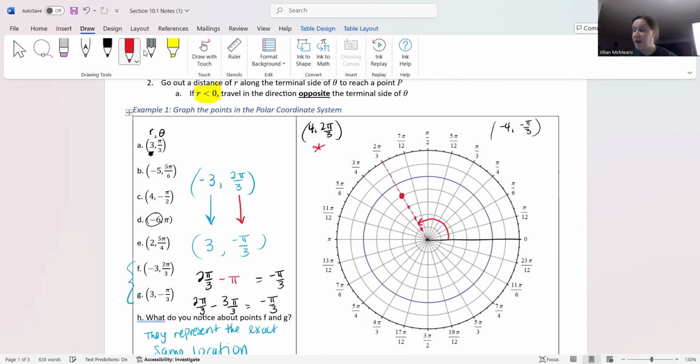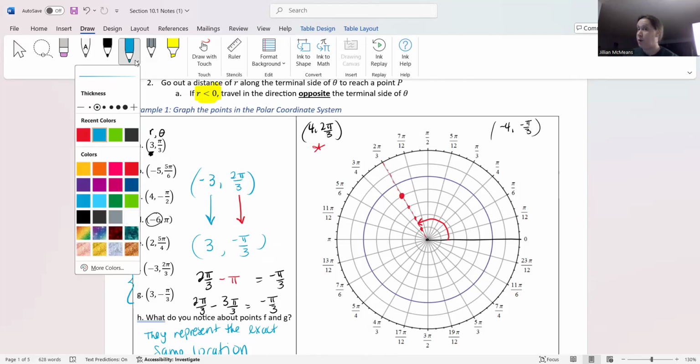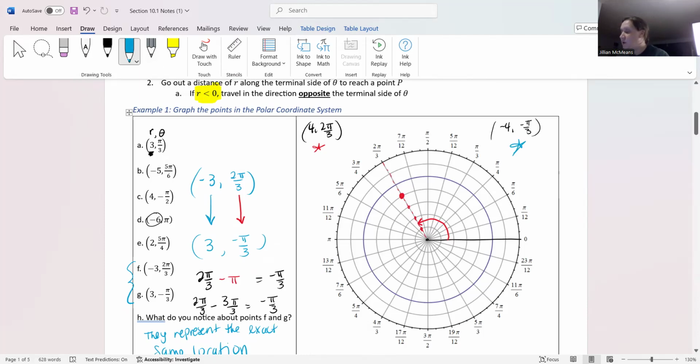Now for the other point, let's do it in blue. We have -4, negative pi over 3. From the polar axis, we measure out negative pi over 3 right here. This is our terminal side. But in this case, r is negative, so we don't measure out 4 units along the terminal side. We go opposite the terminal side, so we go up 1, 2, 3, 4. We are at the exact same spot.